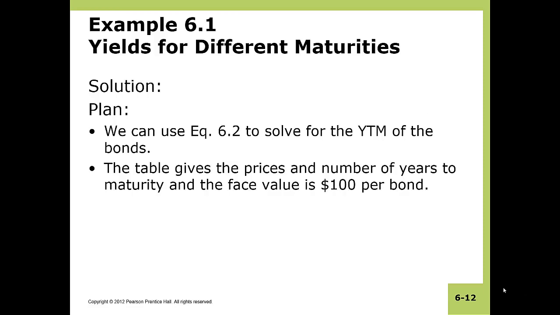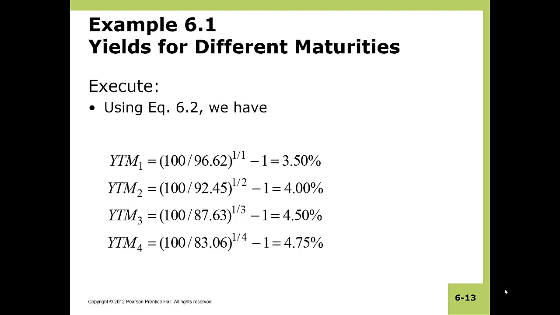So if we did this yield to maturity, here's the answer for all of these. The first one was 3.5, and for 2 years, 4.0, 4.5, and 4.75 for years 2 through 4. So we can pause here, and we can try to do problem 3 if you would like to do that.